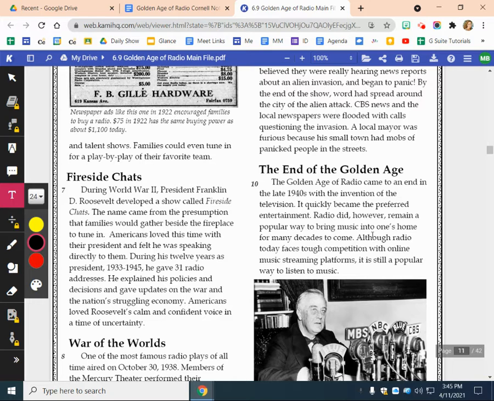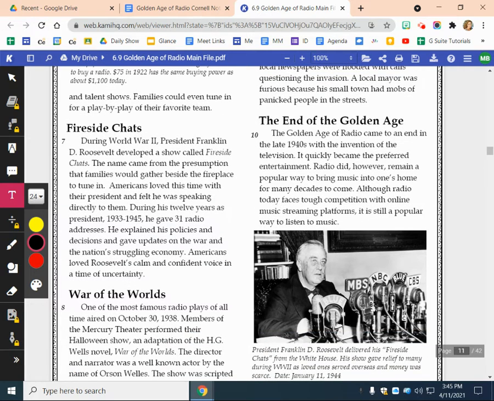During World War II, President Franklin D. Roosevelt developed a show called Fireside Chats. And there you can see a picture of President Roosevelt right there. This is where he's delivering his fireside chats. You can see all the different news organizations, NBC, CBS, and some other ones that aren't around today, MBS and Blue.